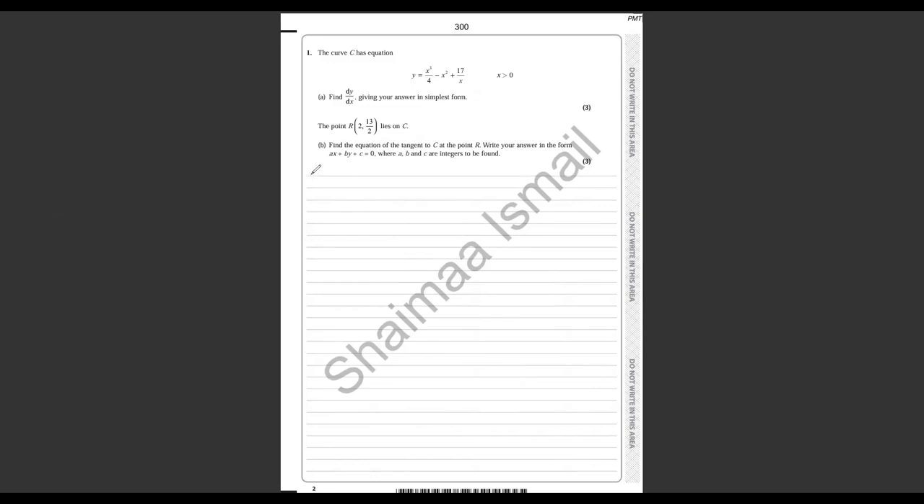So say y equals, we just rewrite it, a quarter of x cubed minus x squared as it is, then plus 17, then bring the x up, x to the power of negative 1.